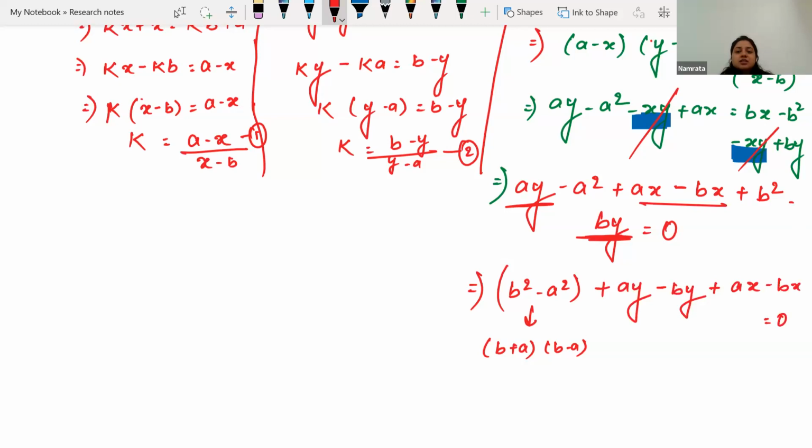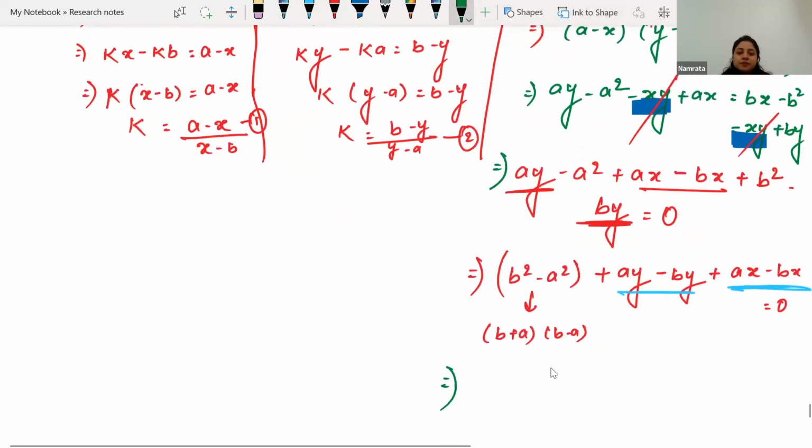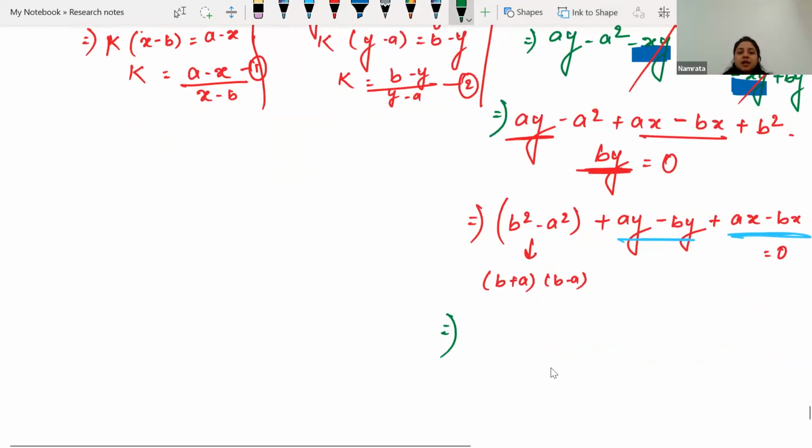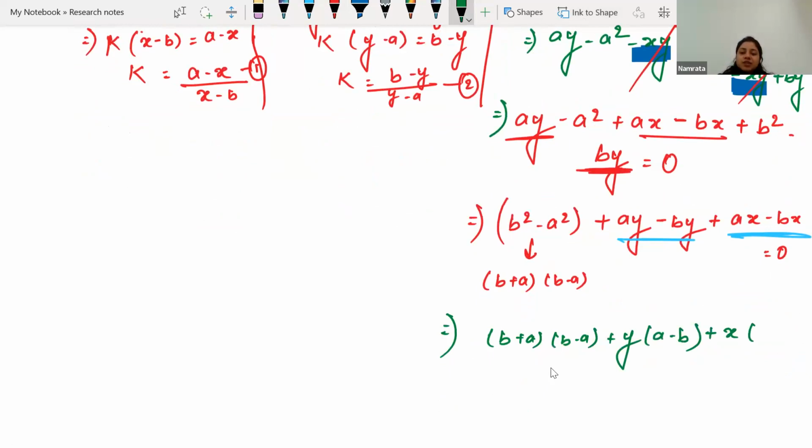So let's factorize each and every pair. We will be taking out common factor from each pair. So let's do that. We will be having here b plus a and b minus a. The other one will give, if we take out y as a common, we will be having a minus b. And if we take x as a common, we will be having a minus b.